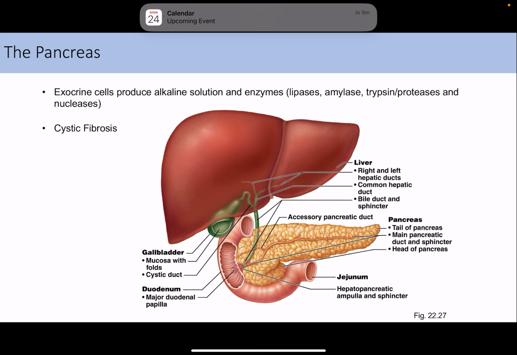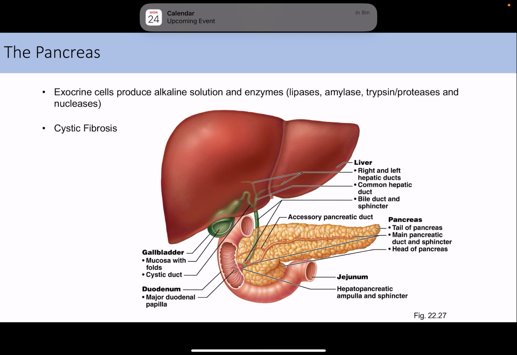All right, so the pancreas, its exocrine function is to produce bicarbonate to neutralize the acidic of the stomach. It's an alkaline solution. And then also enzymes, lipases to break down fats, amylases to break down sugar, which is why it's important that you differentiate salivary amylase from pancreatic amylase. We have two different sources of amylase. Trypsin or proteases to break down protein, and then nucleases to break down nucleic acids.